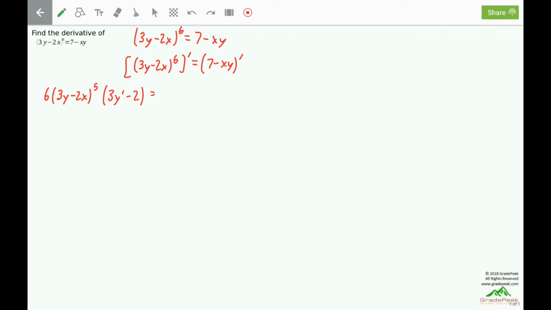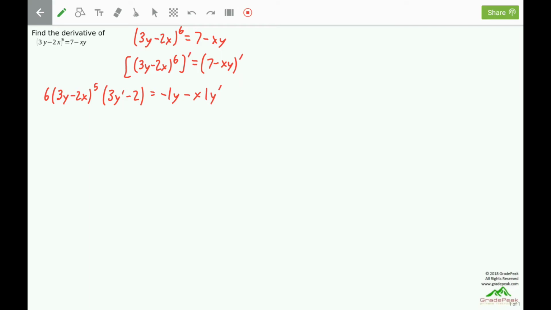And then the second term, negative x times y, is a product rule. The derivative of the first, negative x, is negative 1 times the second left alone, y, plus the first left alone, negative x, times the derivative of the second, which is a 1, but then multiplied by y prime, because we just took the derivative of a y term.